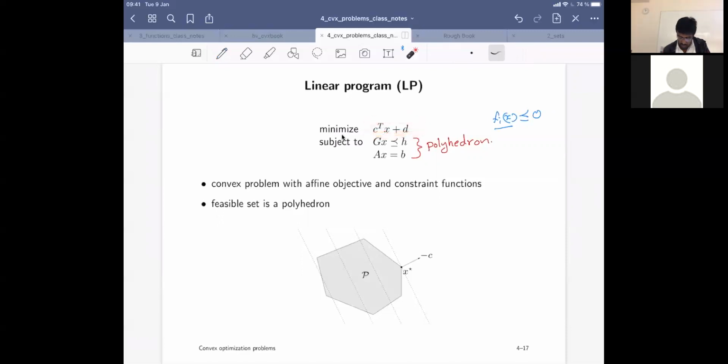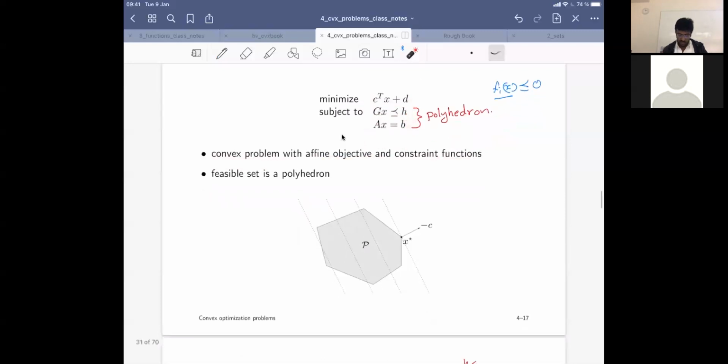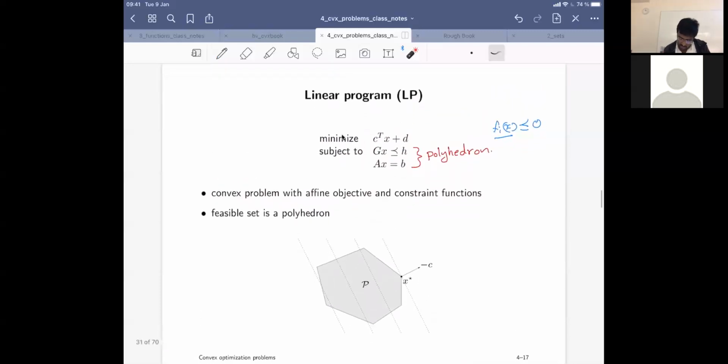Affine objective function, affine inequality, and equality is also affine or linear. So it's a convex problem with affine objective and constraint functions, right? All the constraint functions are affine. Now, if you see this, what is the set formed by these constraints, meaning inequalities and equalities? It will be a polyhedron, because I hope you are okay with this notation.